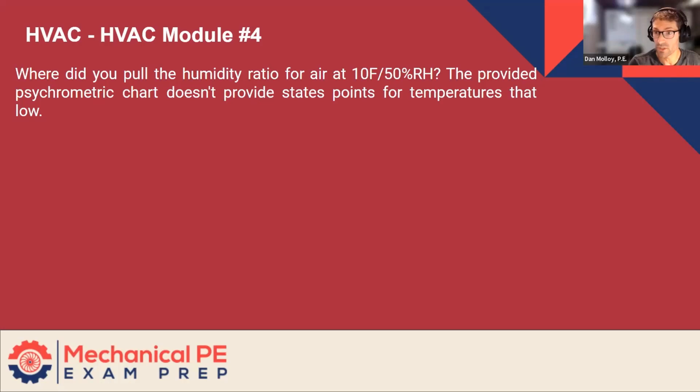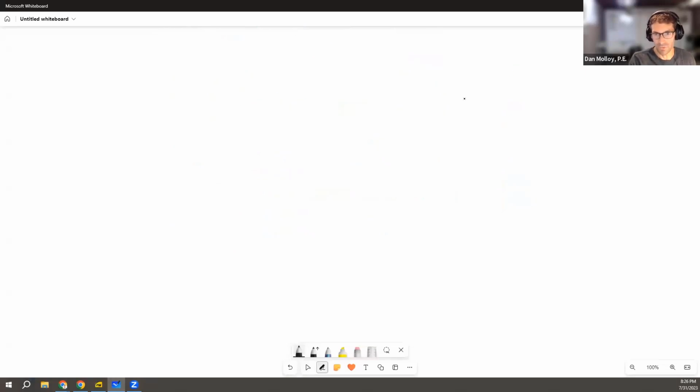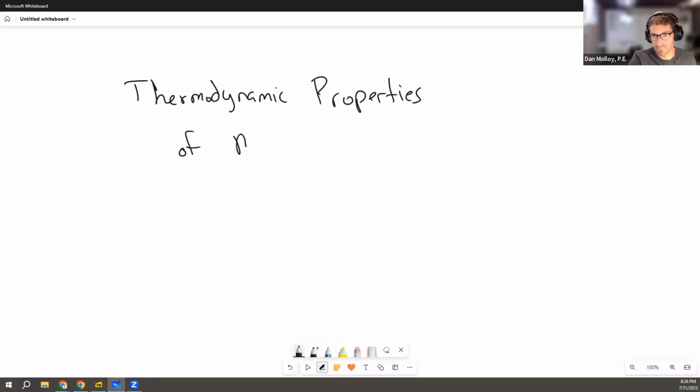So what do you do if you have a situation like this where it's 10 degrees? And the answer is you go right below the psychrometric chart. There's a table, and that table is called Thermodynamic Properties of Moist Air. Probably the fastest way to find it is just search psychrometric chart and then scroll down 2 or 3 pages and you'll get to this table.